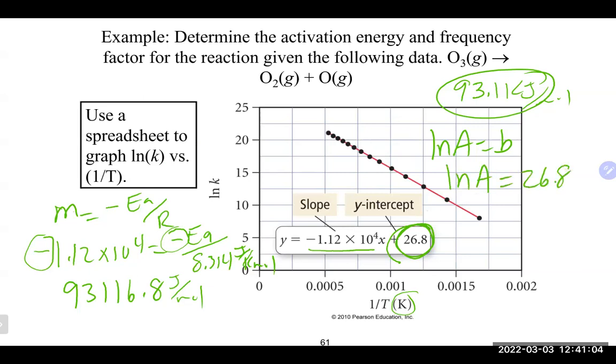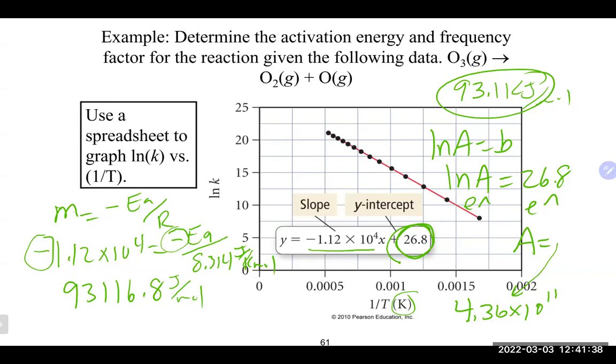We want to take the E of both sides, right? And when we take the E of both sides, that will give us that A is equal to, in this case, 26.8, gonna give us 4.36 times 10 to the 11. Now the question is, what are the units associated with the frequency factor?